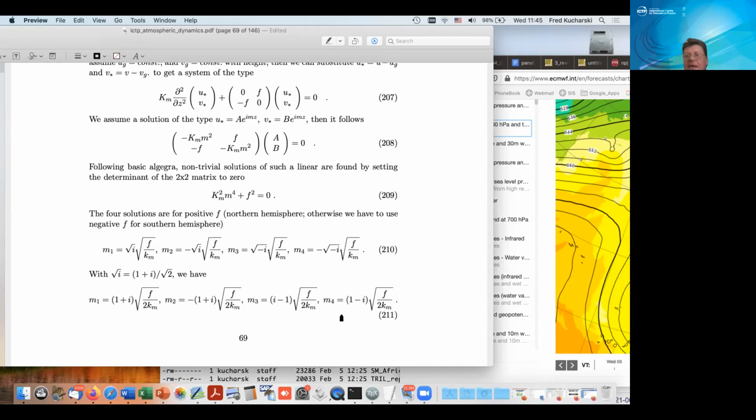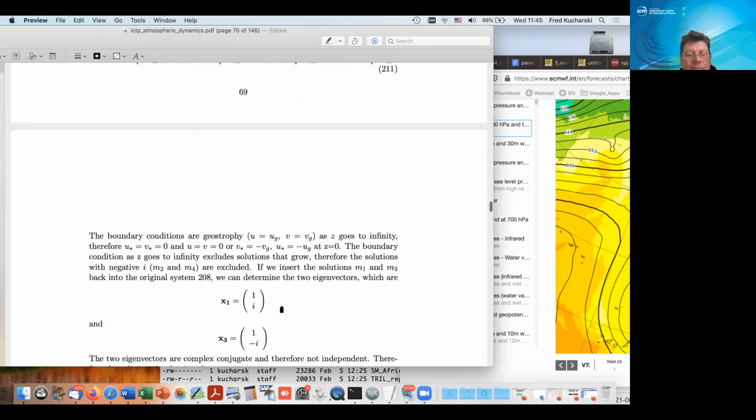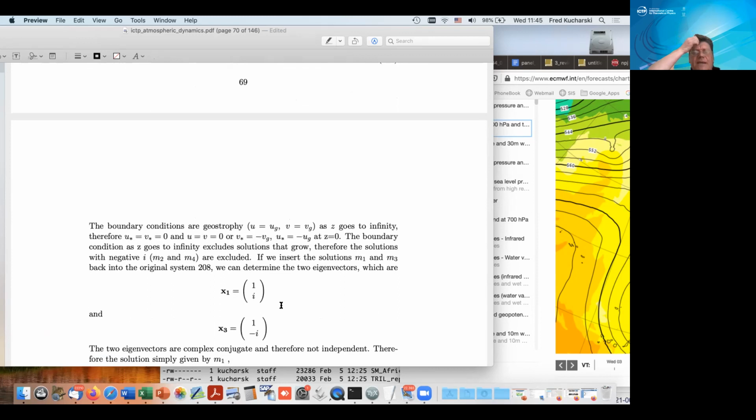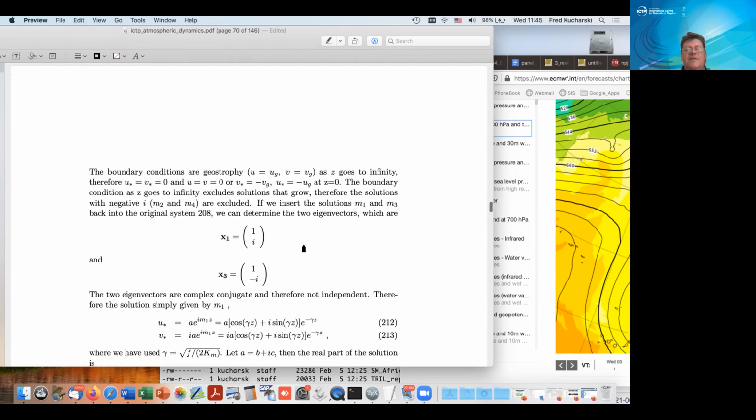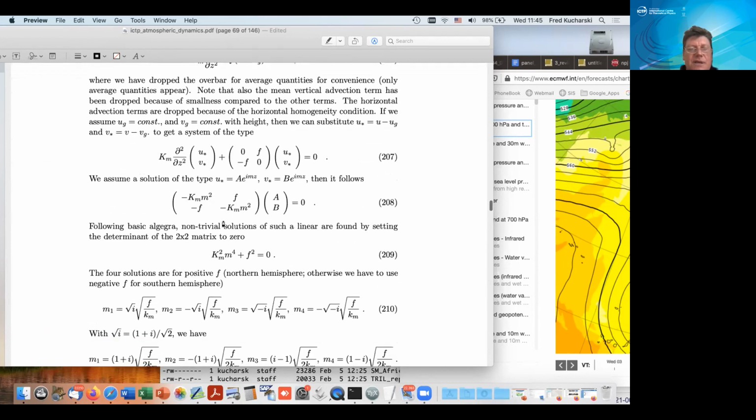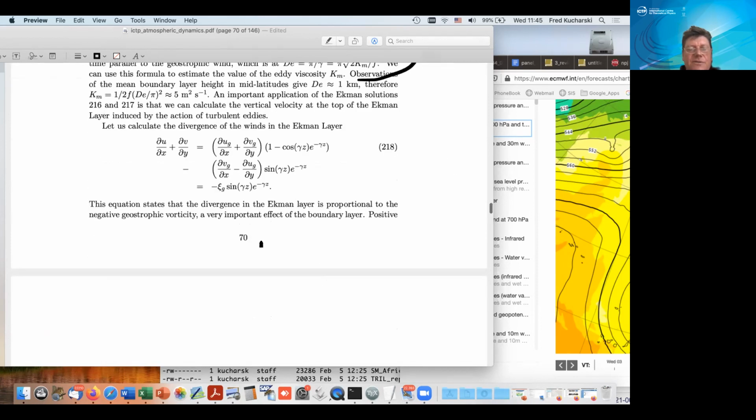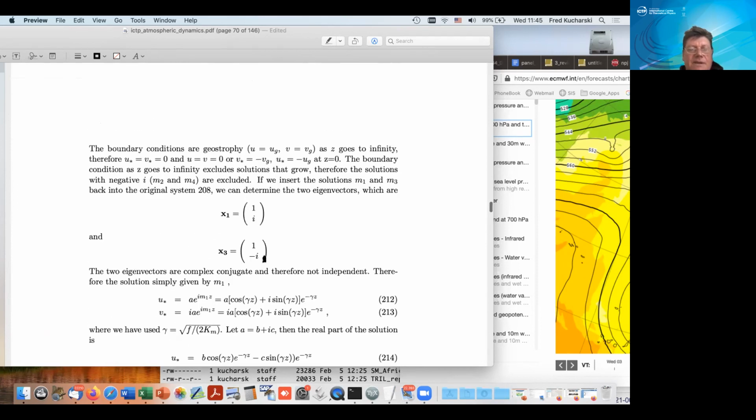So we can immediately remove two of these solutions because they won't fulfill our boundary conditions. So only M1 and M3 fulfill our boundary conditions. Then you can do more things. You can insert this M1 and M3 in the original system of equations 208, which is this here, and find the two eigenvectors. You can simply solve them. These are the two eigenvectors.